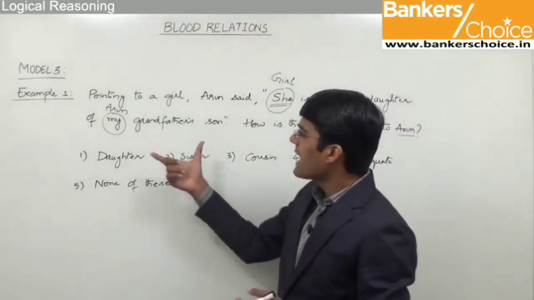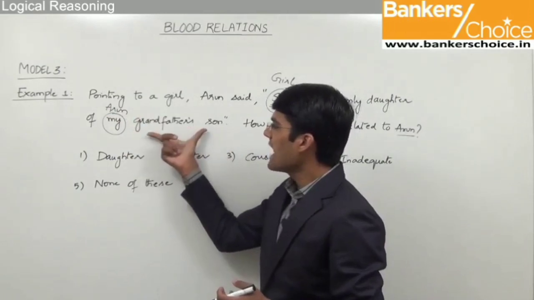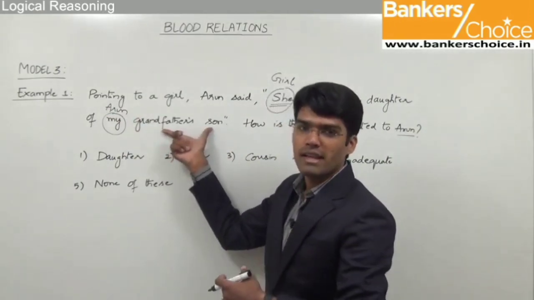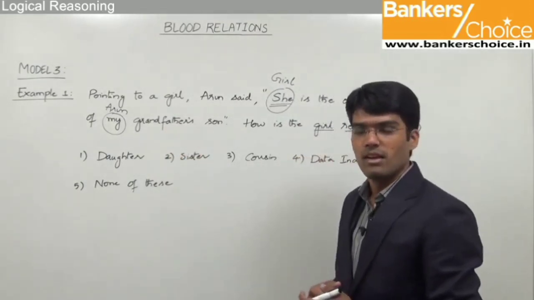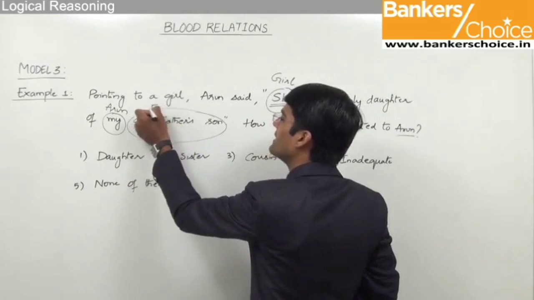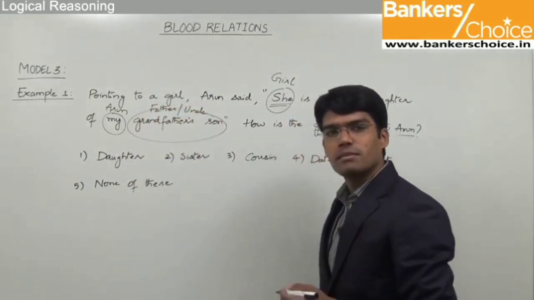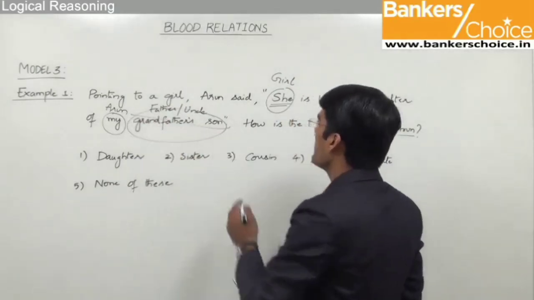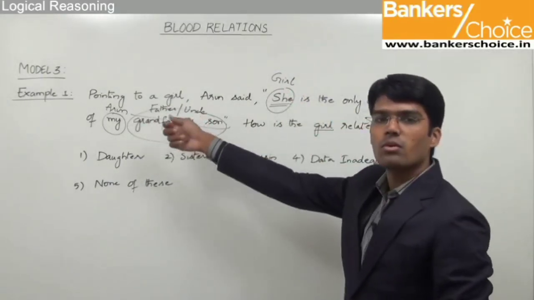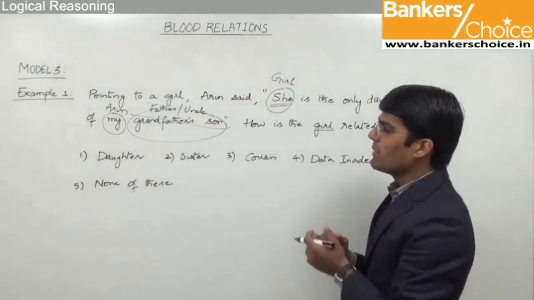As you can see here, the last part is Arun's grandfather's son. We know that grandfather's son can be your father or can be your father's brother. So there are two possibilities here. Grandfather's son can be taken as father or your uncle, which is nothing but father's brother. So now the statement becomes the girl is the only daughter of Arun's father or only daughter of Arun's uncle. Now let us try to take both the possible cases.